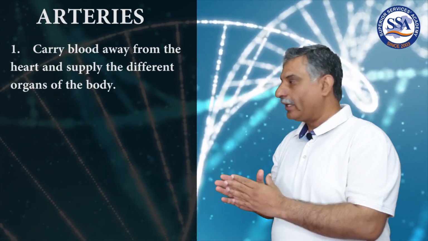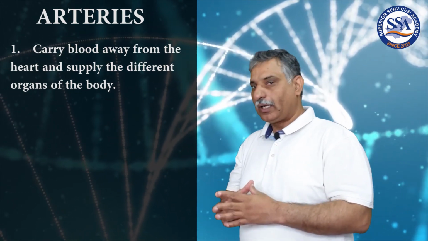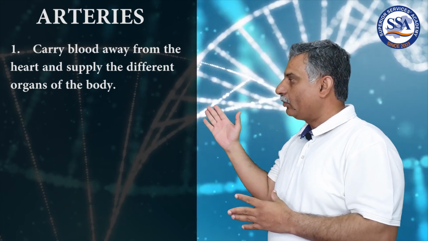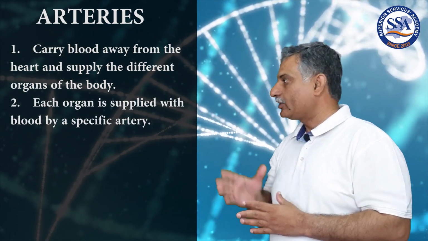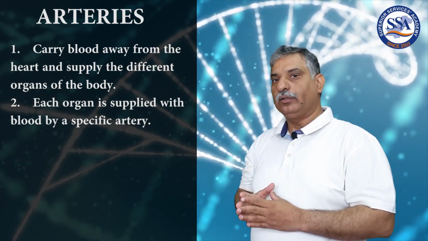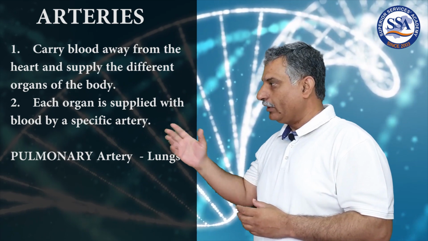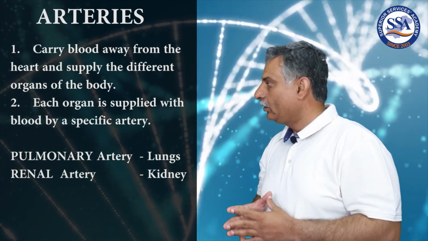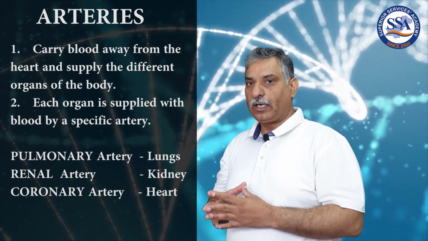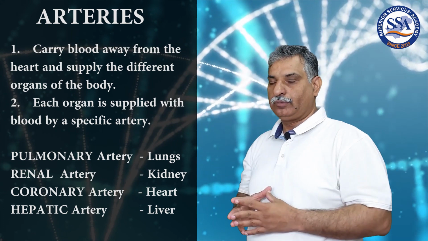Arteries are the blood vessels that supply blood to the organs. They carry blood from the heart and supply it to the different body organs. Each specific artery is supplying blood to a specific organ. Like the pulmonary artery is supplying blood to the lungs, the renal artery is supplying blood to the kidneys, the coronary artery is supplying blood to the heart, and the hepatic artery is supplying blood to the liver.